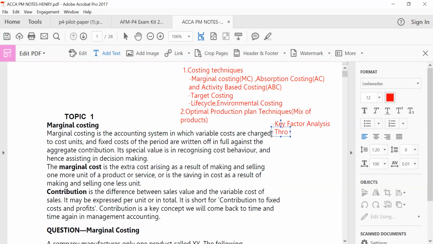which is throughput accounting. I think one of your senior colleagues who is writing in the June posted a question in there. I'll go in there and go and solve it.